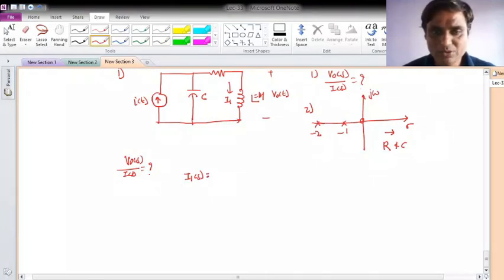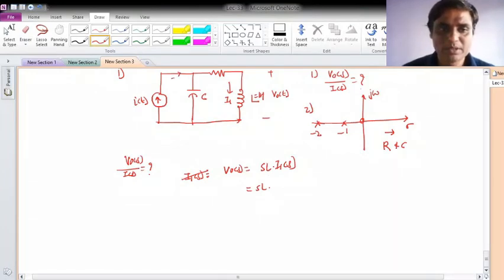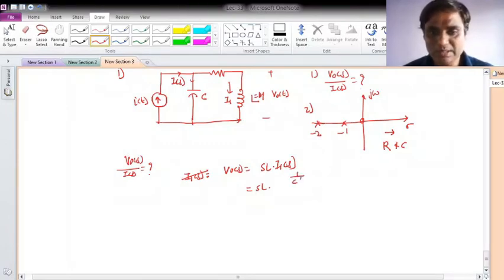Why do I need I1 of s? To compute V0 of s. V0 of s will be the impedance sL times the current flowing through that inductor, that is I1 of s. And I want I1 of s, so sL will be as it is, and I1 of s will be, this is my total I of s, which divides in this branch and this branch, so I1 of s will be (1 over Cs) over (1 over Cs plus R plus sL) into I of s.